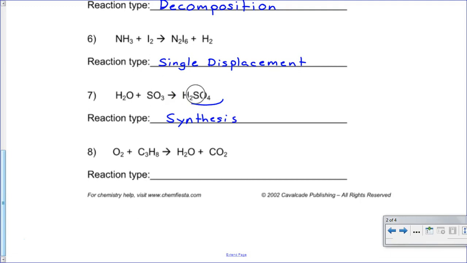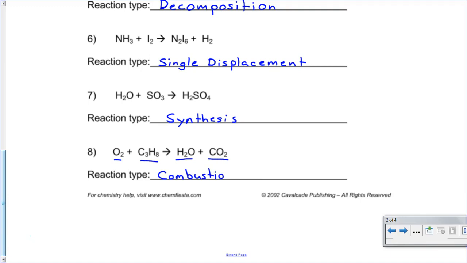All right, on to the next one, number 8. O2 plus C3H8 yields H2O plus CO2. This one they're trying to be a little bit tricky about, all right, but hopefully you still identify we've got oxygen and a hydrocarbon here. It's reacting, it makes water and carbon dioxide, all right. That is a combustion reaction, all right. The only thing is just a little bit rearranged in terms of what falls in what place.